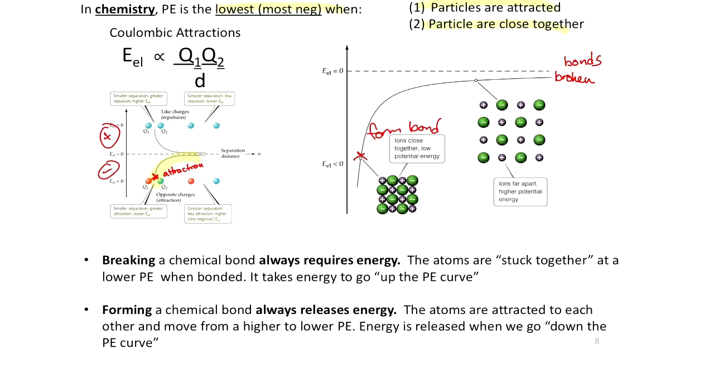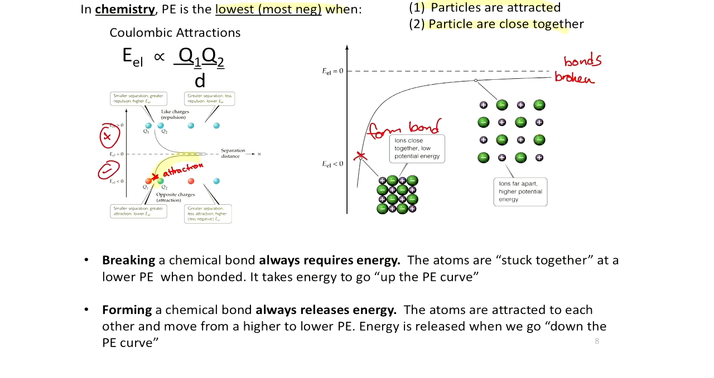If you think about this hill and how energy is involved to go up this hill, in order to go from a bond to breaking a bond, we have to add energy to the system to do that. You need to add energy to the system to break a bond. Energy is required to break a bond. We're going up this hill.